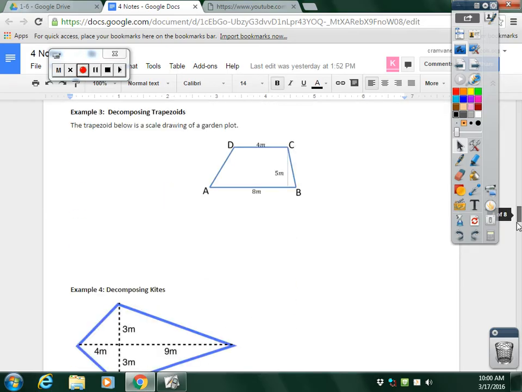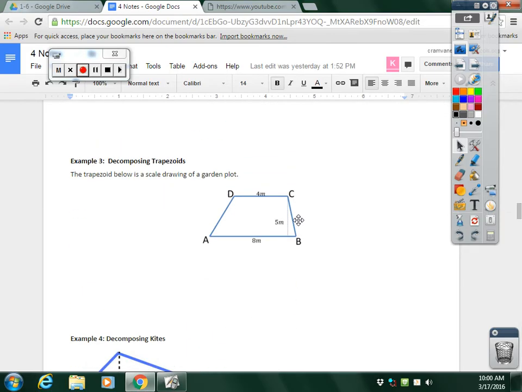Love this one. This is the most missed on your homework last night. The trapezoid below is a scale drawing of a garden plot. 6th grade standard. You can take any irregular figure and chop it into triangles. Triangles are the most important thing to understand the area of in 6th grade. So now I have a triangle here, I have a triangle here. This one is acute, this one's obtuse. I'm going to write my area formula down 2 times.